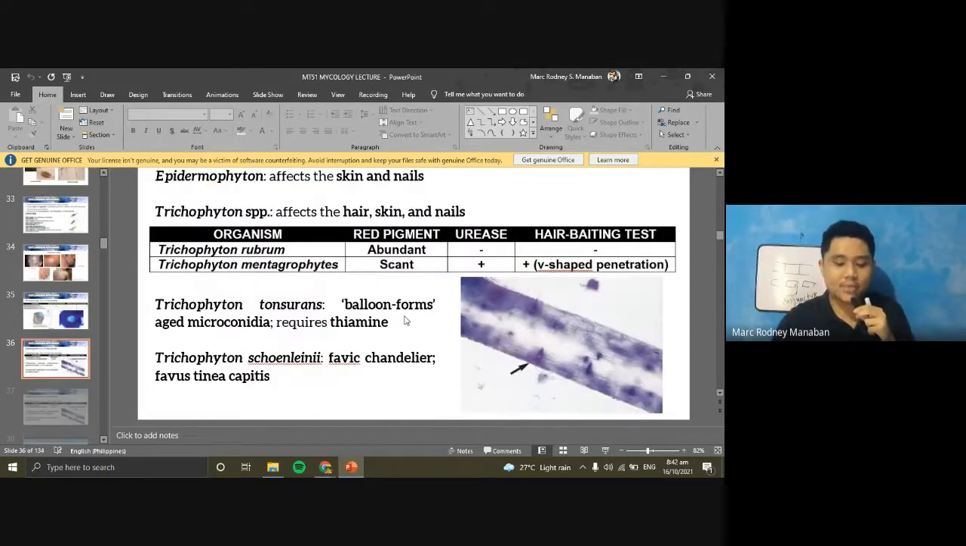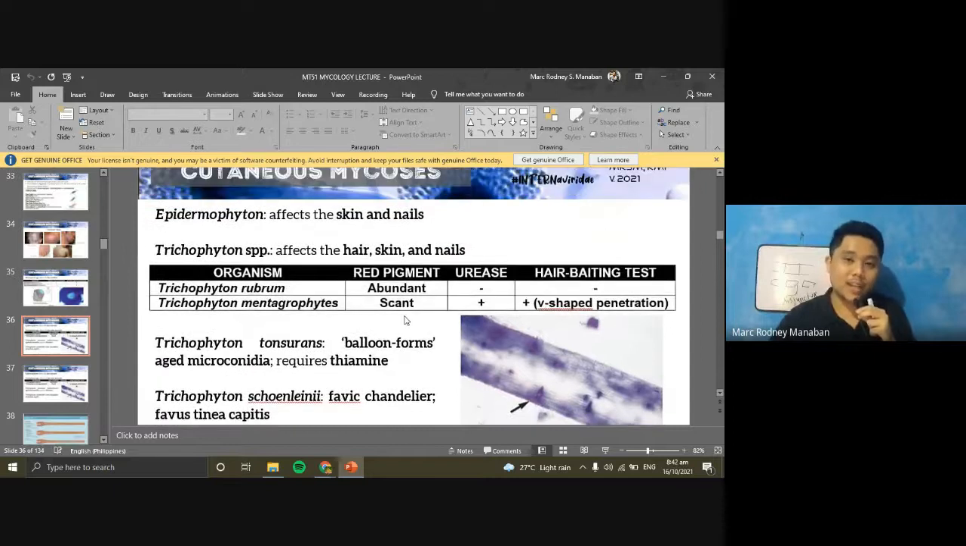Okay. Next, you have epidermophyton. Ang epidermophyton, it only affects the skin and nails. Skin and nails. And we only have one species that infect humans, your epidermophyton floccosum. And then trichophyton, it infects hair, skin, and nails. All right. So organism, Trichophyton rubrum, and Trichophyton mentagrophytes.